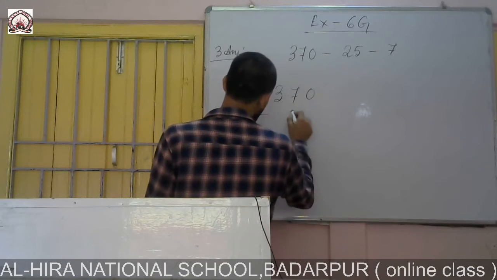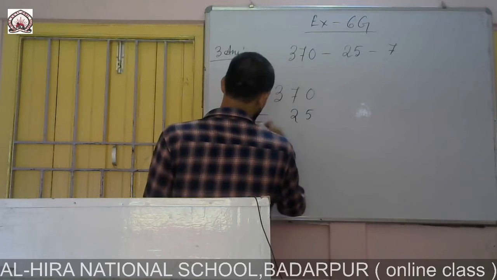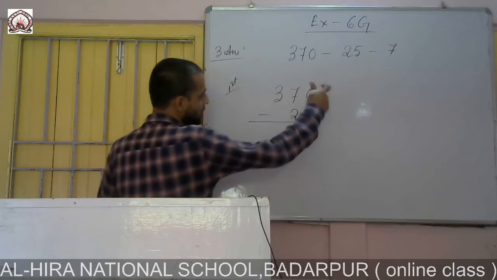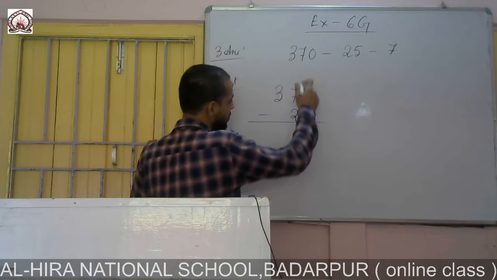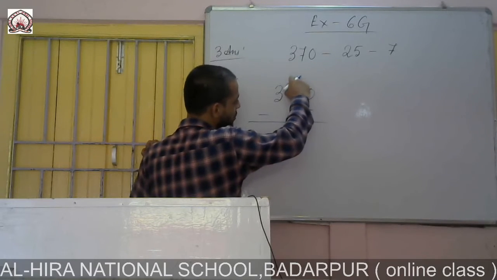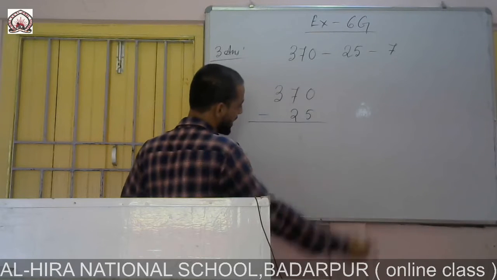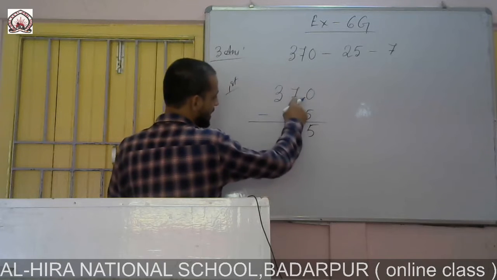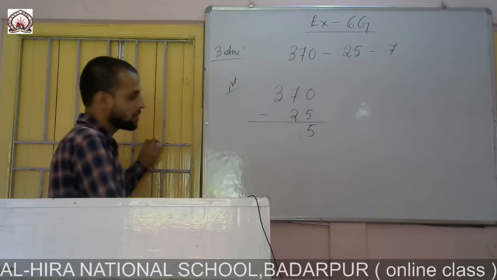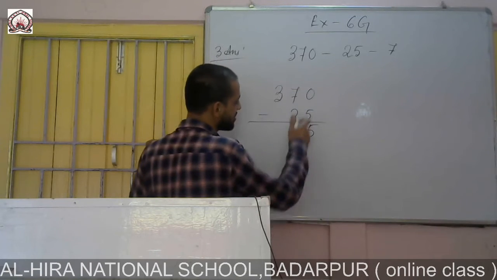370 minus 25. Here in the ones place the digit is 0, so we cannot subtract. We have to carry 1 from which place? Tens place. If we carry 1 from the tens place, we will get 10. 10 minus 5 equals 5. Then the digit here is 6. 6 minus 2 equals what?